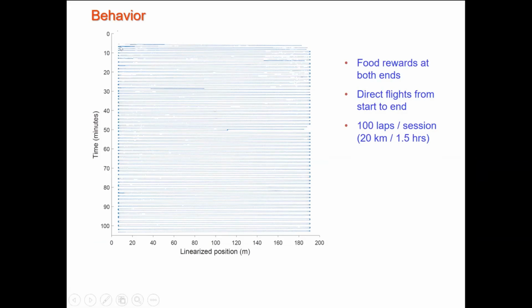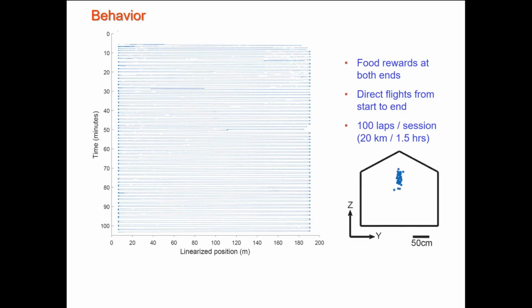So here's the trajectory of the bat flying back and forth, and back and forth, and back and forth. Some of the bats are flying 100 or even 120 laps per session. So crazy. That's 20 or 25 kilometers in one recording session. These are crazy distances. You never get something like that in a small laboratory environment. So they really fly a lot there.